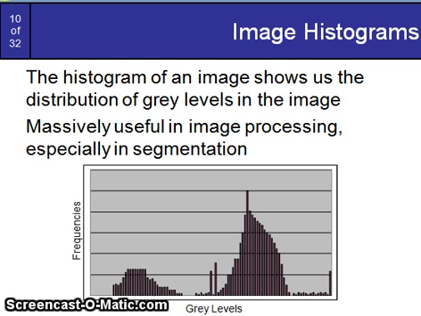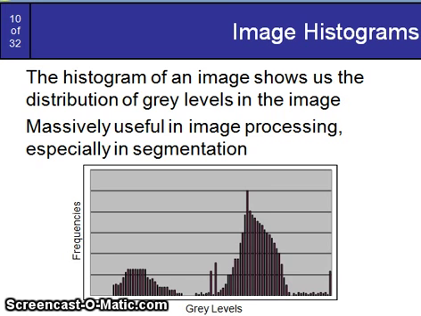Now, we will see about image histograms. So, what is a histogram? The histogram of an image shows us the distribution of gray levels in the image. We have seen the gray level of an 8-bit image varies from 0 to 255. Now, when we take an image, what are all the various gray levels which are available in an image, and what is the frequency in which these gray levels appear in the image?